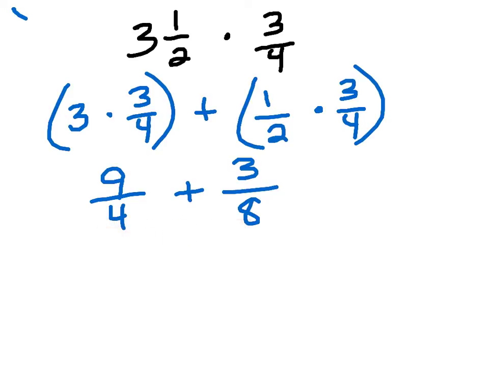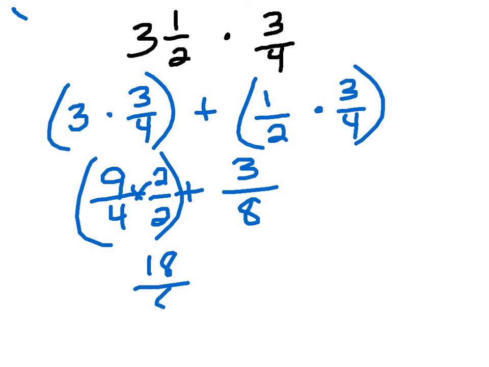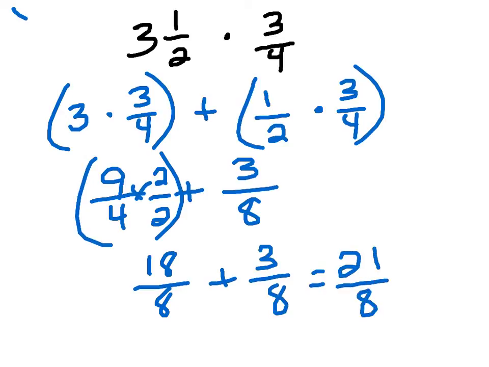So when we do that, we're going to multiply this side by 2 over 2. That'll give us 18/8 plus 3/8 will give us 21/8. And of course at this time we need to make this a mixed number again. So 8 goes into 21 2 times, 5 left over, and there's our answer, 2 5/8.